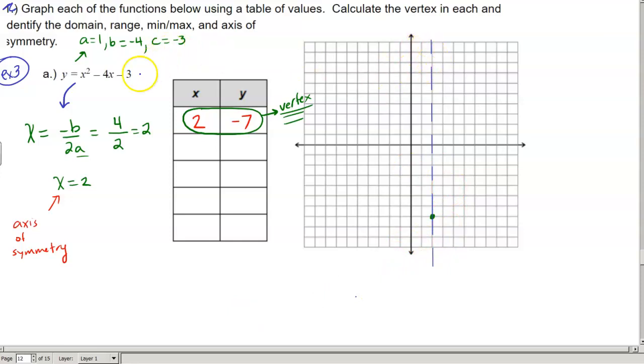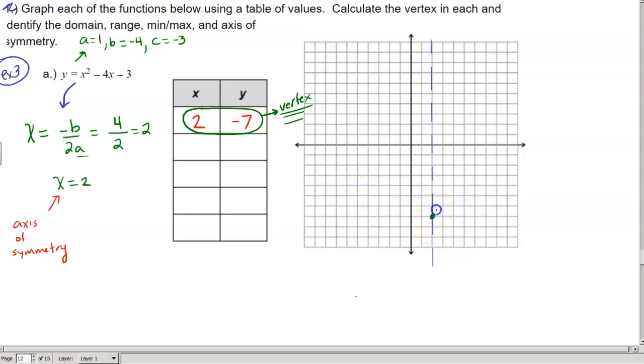Now, we know that since the a value is 1, a positive a value, this thing is going to be going up. So my vertex is right here, and I know it's going to be going up like this. But to make a better graph, I'm going to plug in some more points. What I want to do is plug in x values that are close to the vertex, and I'm going to work my way out.